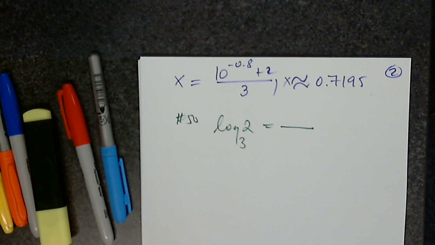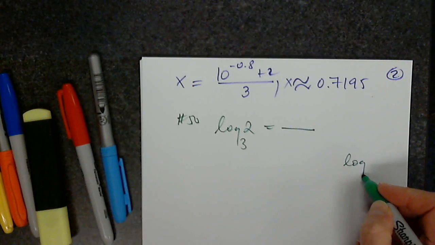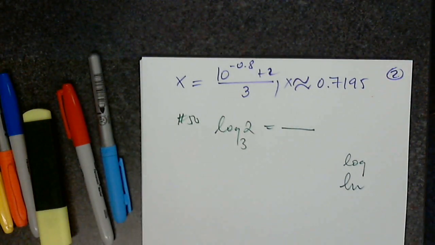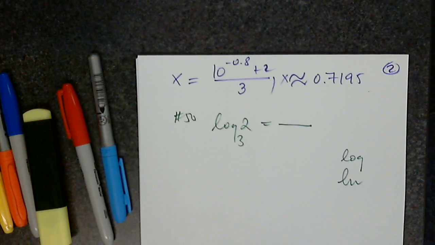Which base would you like to use? In the calculator, we normally have only two. Some calculators allow you to put in the base you want, 3, 5, 15, 2500, but most of them don't. So, what is the change of base formula? First of all, which log would you like to use? Normally we have log, which is base 10, or natural log, which is base e.